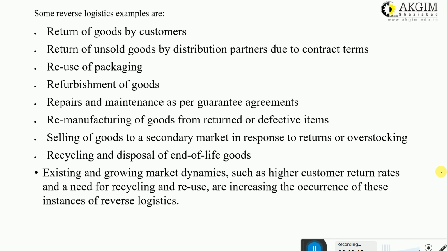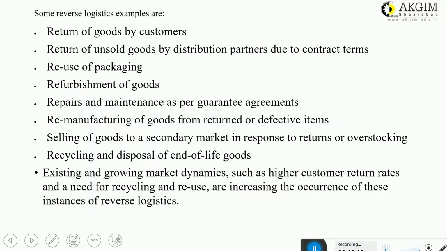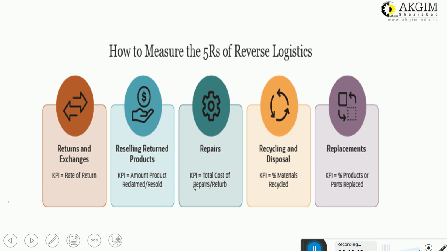recycling and disposal of end-of-life goods, like when you are returning your old vehicle, and existing and growing market dynamics such as higher customer return rates and a need for recycling and reuse, which are increasing the occurrence of these instances of reverse logistics. So this is how you can measure the 5 R's of reverse logistics. Here you can see returns and exchanges are one thing. Then you have reselling and returns, right? Repairs, recycling and disposal, and replacements, right?